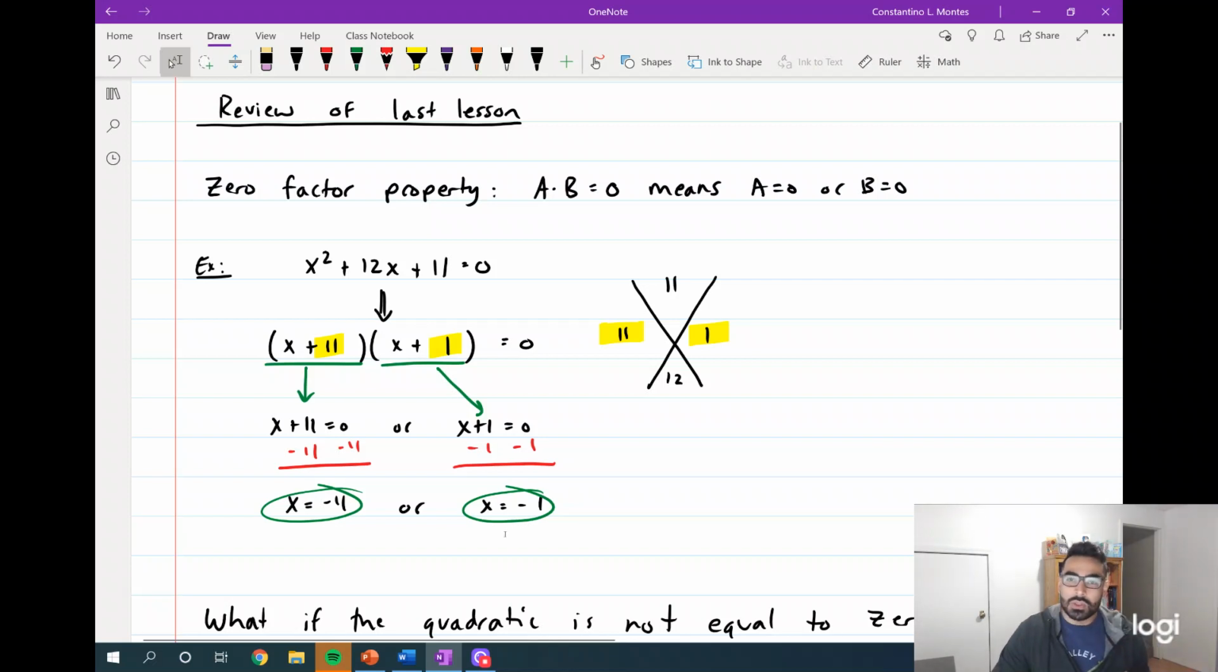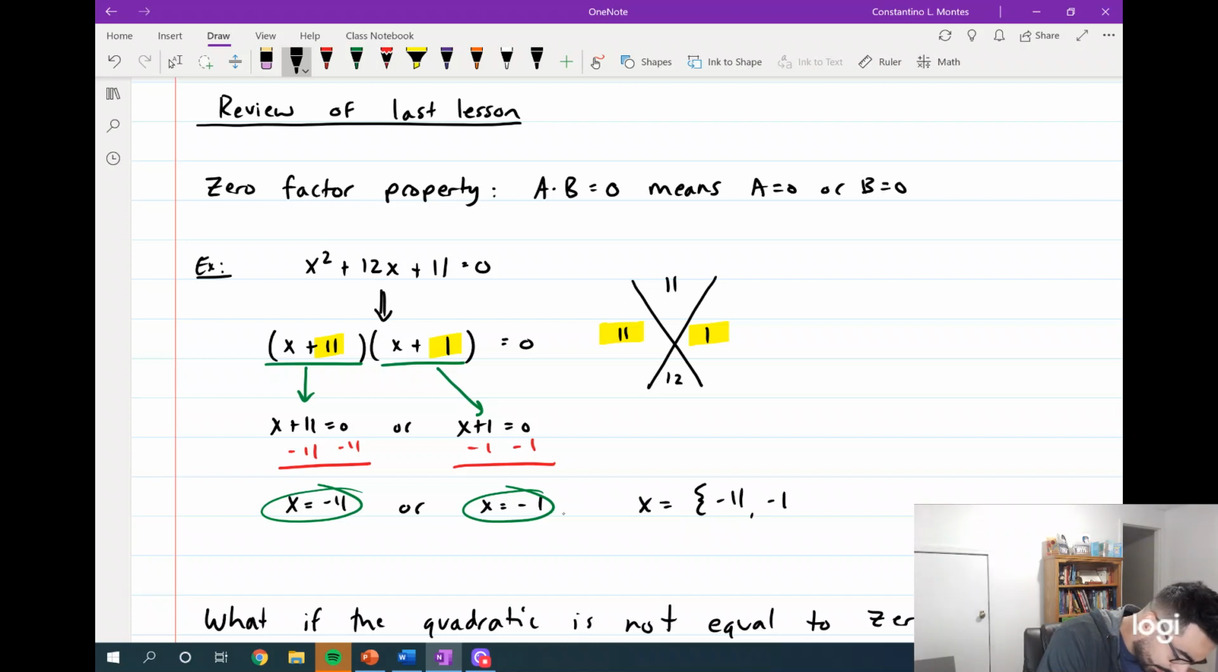So our two solutions for this quadratic that make the equation true are x equals negative 11 and x equals negative 1, which you may or may not have learned to write like this, with what we call curly brackets, negative 11 and negative 1.